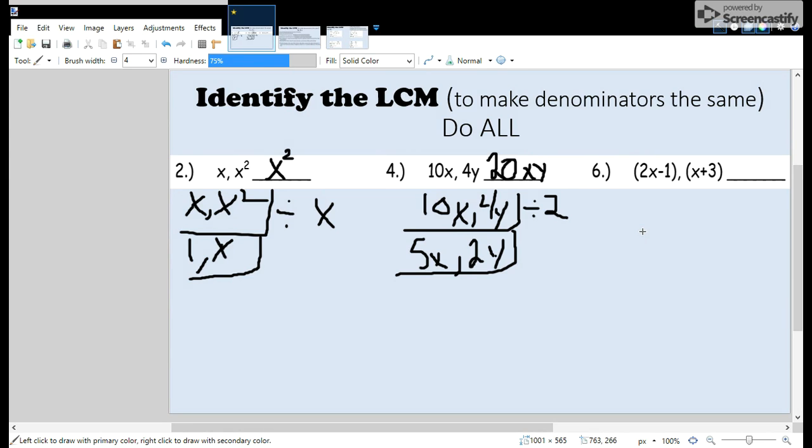Okay, the last one, number 6. Notice that there is nothing in common with either of these. So when that is the case, our least common multiple is just the product of the two things. We can either do FOIL or box method to find the product. Let's go ahead and do box today.